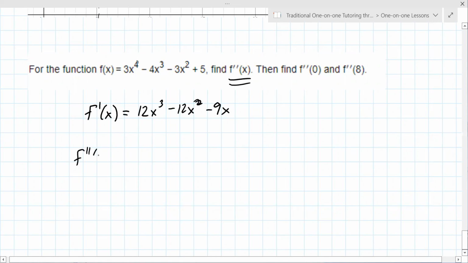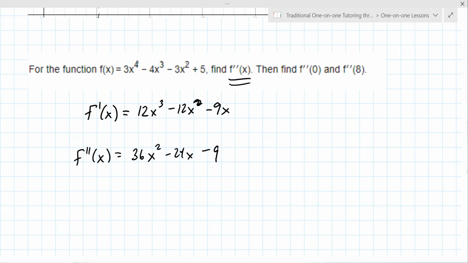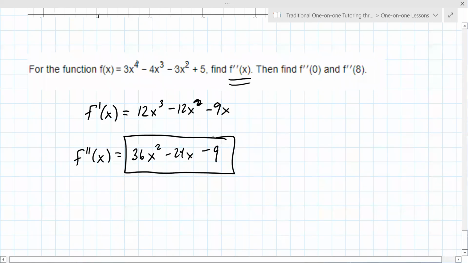We want the second derivative. So you just apply the same set of rules that you've learned. 3 times 12, 36x squared, 2 times 12, minus 24x, minus 9. So we've got the second derivative. You can take an infinite number of derivatives. At some point, they sometimes repeat, but not always, or they eventually go to 0 in some cases. Okay, so this is the first entry right there.